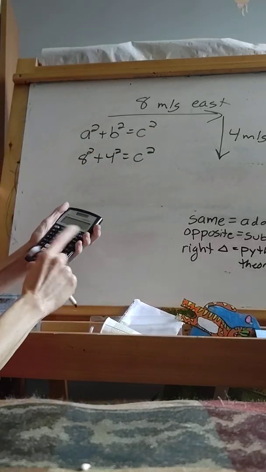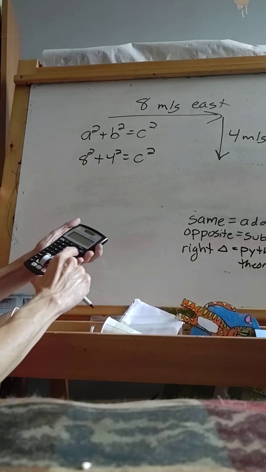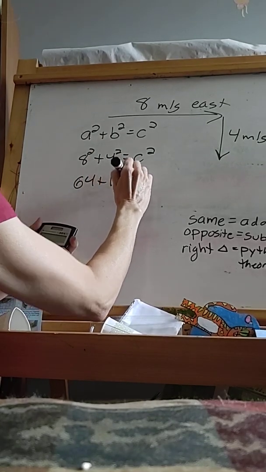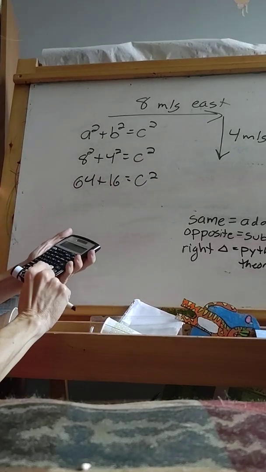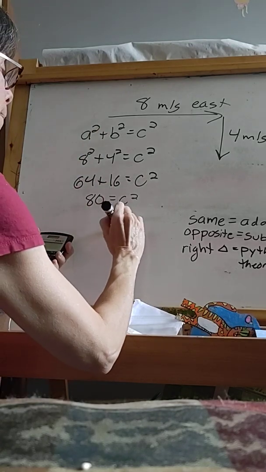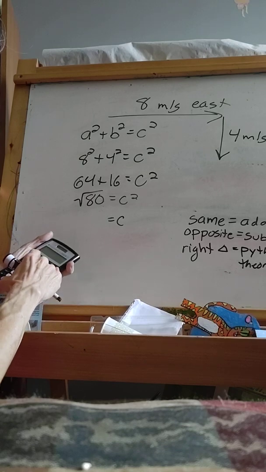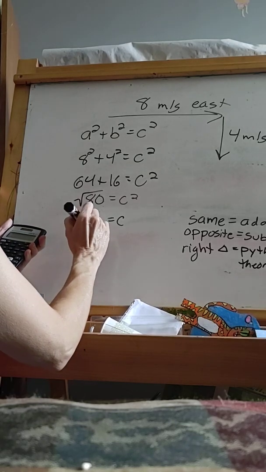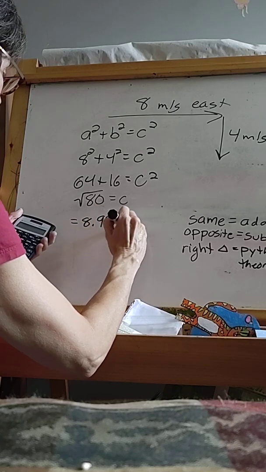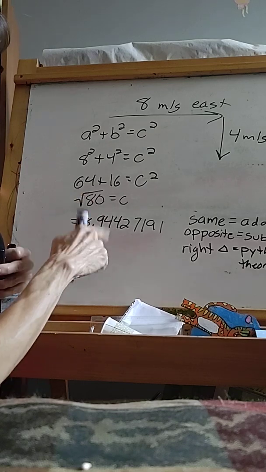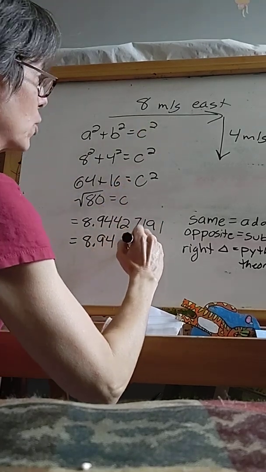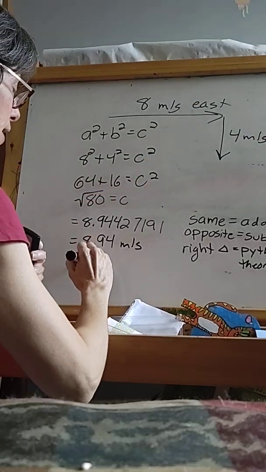Okay, so grab your calculator. 8 squared. I pushed the wrong button. Oops. Okay, 8 squared equals 64. Plus 4 squared is 16. And then I'm going to add 64 plus 16. That gives me 80 equals c squared. But I want c. So I have to take the square root. So now I'm going to say square root of 80 equals 8.944279191. I'm going to round to the hundredths place. 8.94. I'm going to give my unit, meters per second, and my direction is going to be southeast.